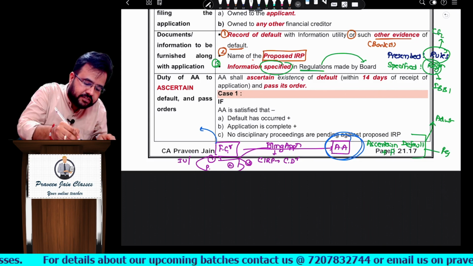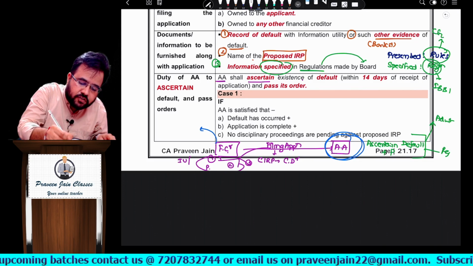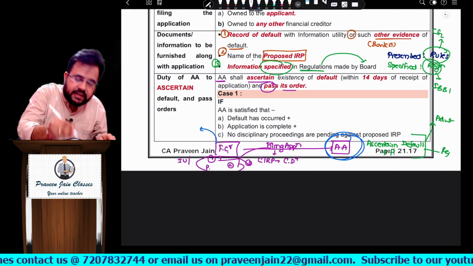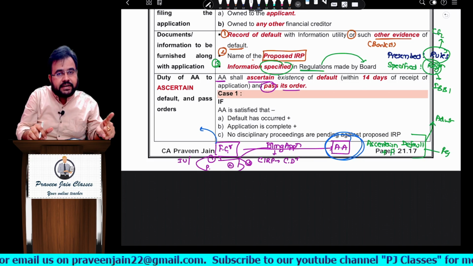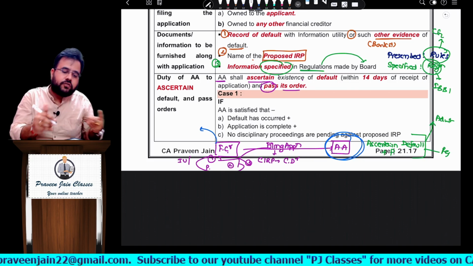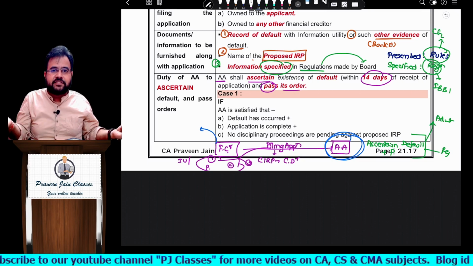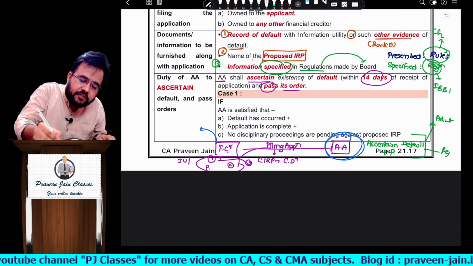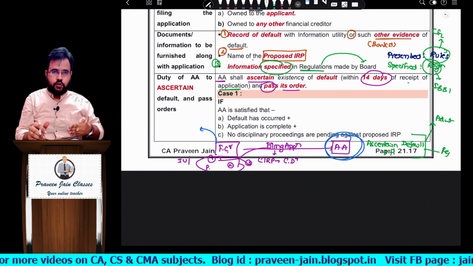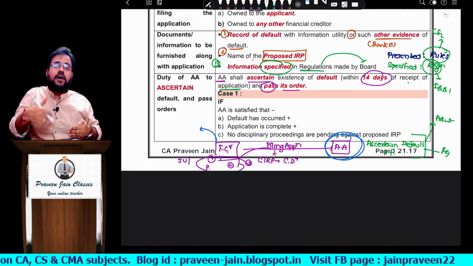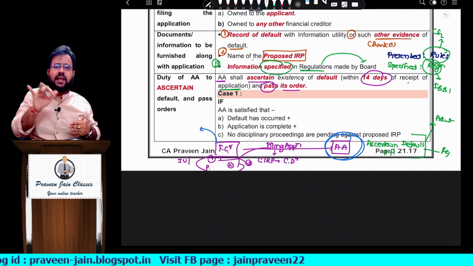So look, here this is what is written: AA shall ascertain the existence of default and then pass its order. So only ascertainment of default is not enough. You have to ascertain the default and also pass the order, for which you are getting 14 days. 14 days from when? Independence Day of India? No, 14 days from the date of receipt of the application. So once you receive the application, within 14 days you have to ascertain the default and pass the order, whether default has happened or not.